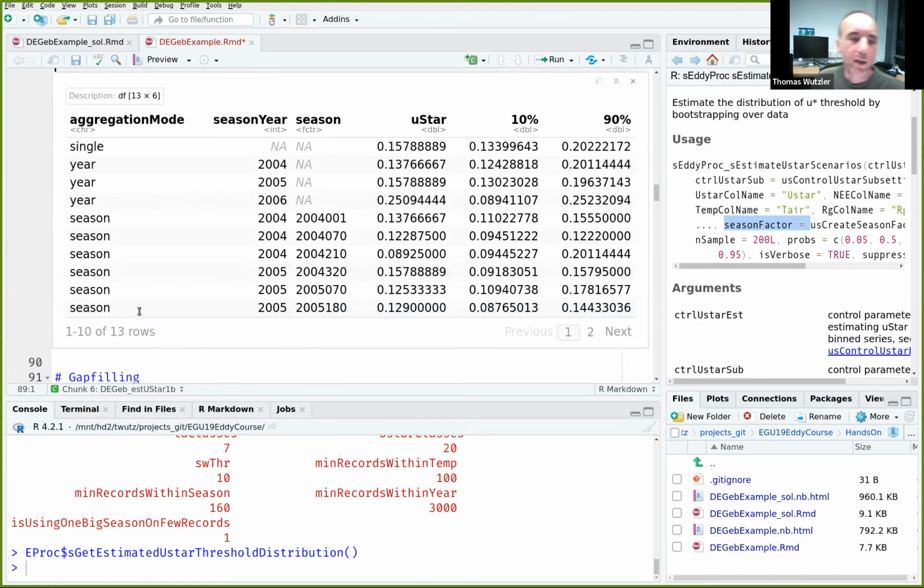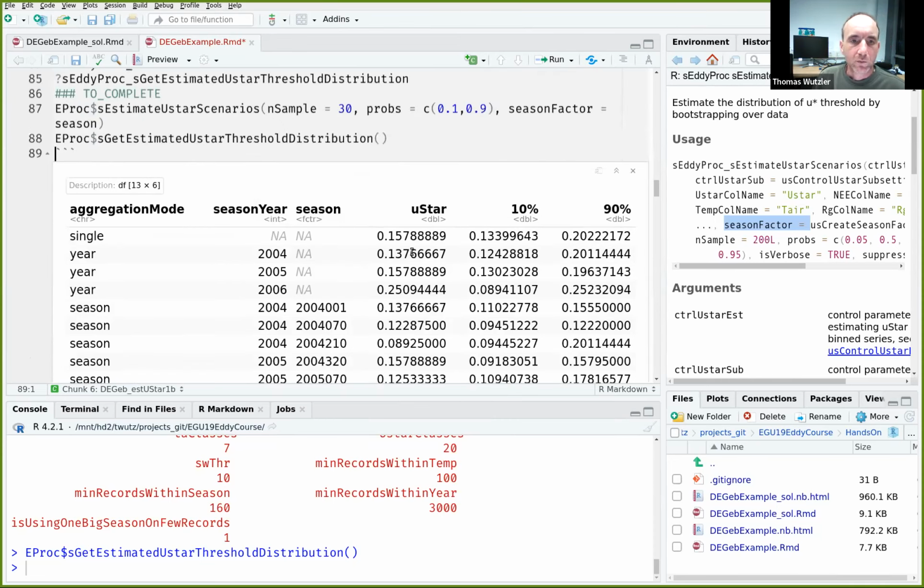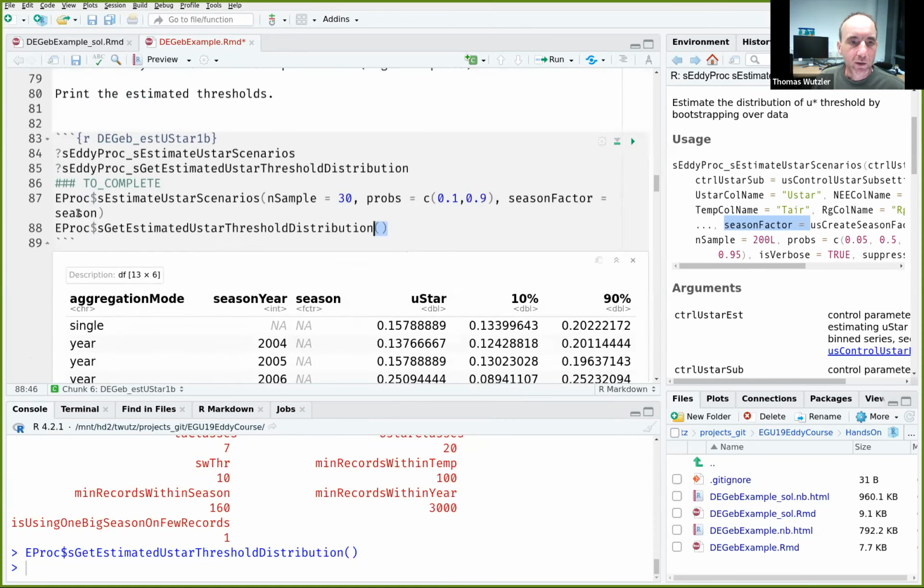And have a look at my output. Here we have different aggregation mode season. So in 2004, 2005, and there will be more rows here. And we have day 1, day 17, day 210. These are just identifiers. And for each of those seasons that start at this day, we have different ustar thresholds. I'll paste this again in the chat.